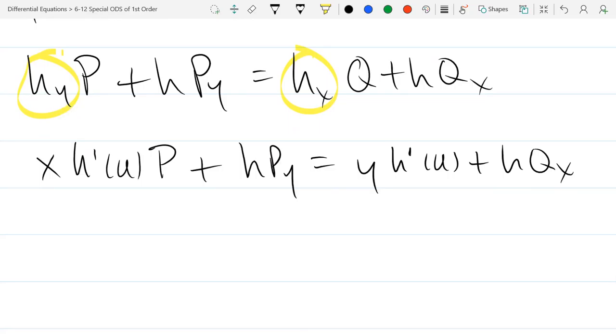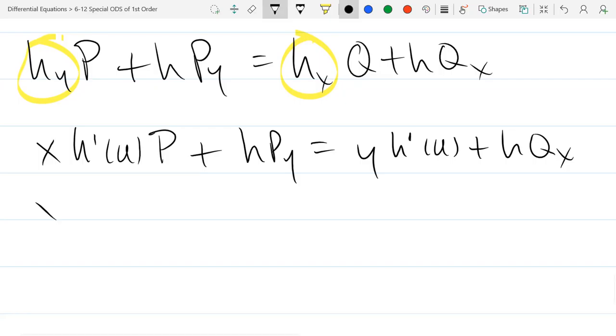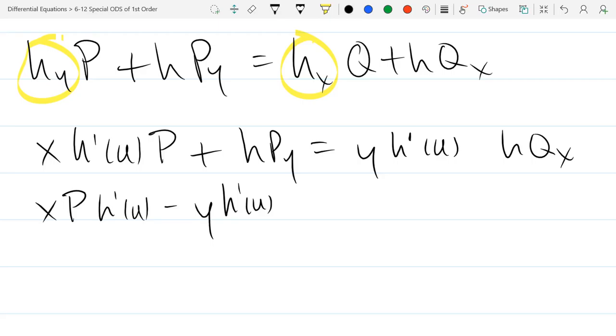So we're going to do algebra, and we're going to get all the H prime terms on one side, all the H terms on the other. So we're going to just trade places with a few terms. So we'll get all the H primes on the left. So we have X, P, H prime U, I'm just putting the H prime at the end, minus Y H prime U. Oh, we lost a Q. So it should be Y Q H prime U.